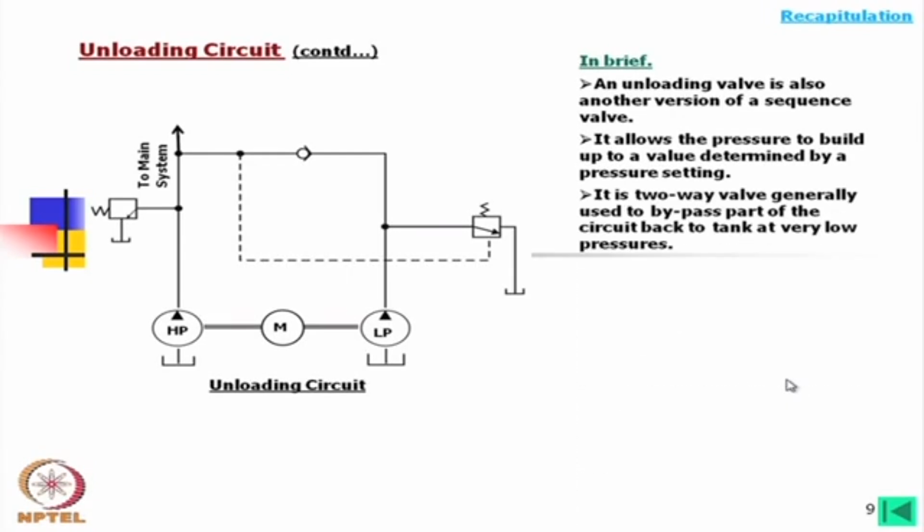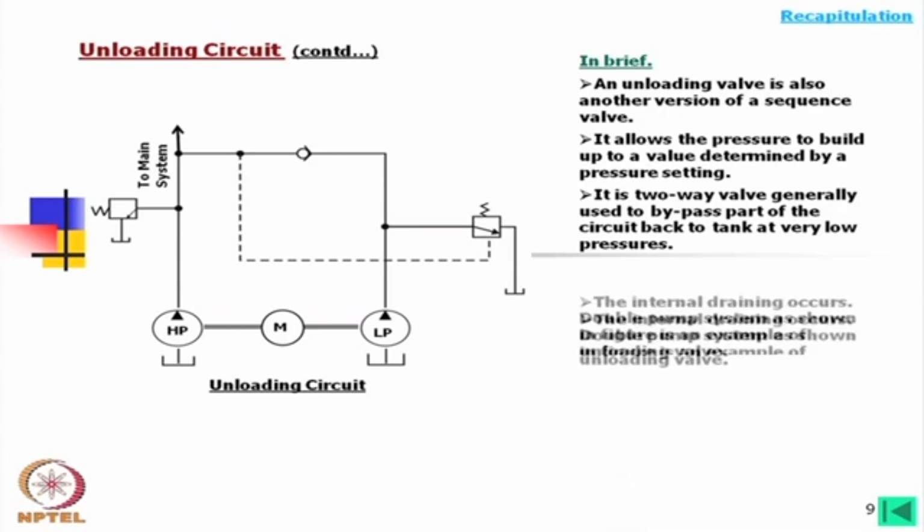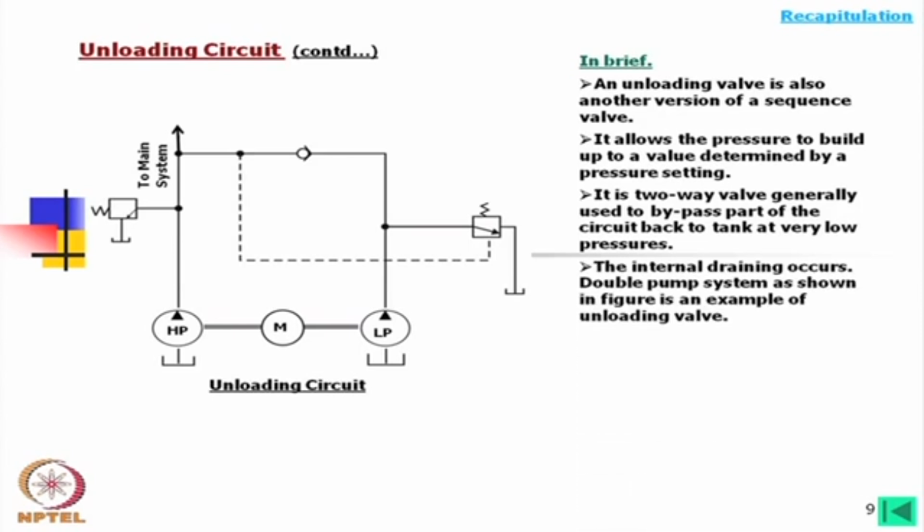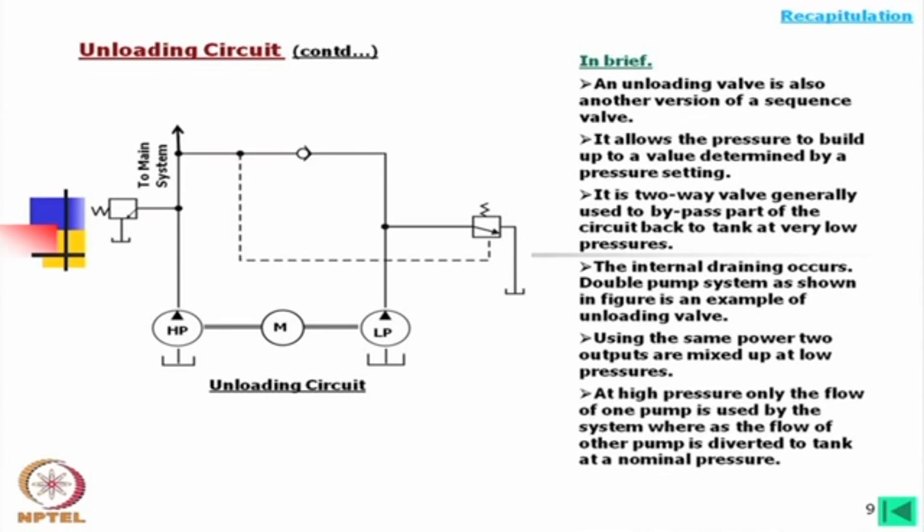It is a two-way valve generally used to bypass part of the circuit back to tank at very low pressure. The internal draining occurs. The double pump system as shown in the figure is an example of an unloading valve. Using the same power, two outputs are mixed up at low pressure. At high pressure, only the flow of one pump is used by the system, whereas the flow of the other pump is diverted to tank at a nominal pressure.